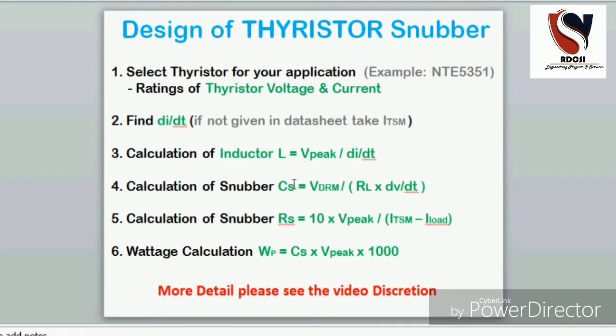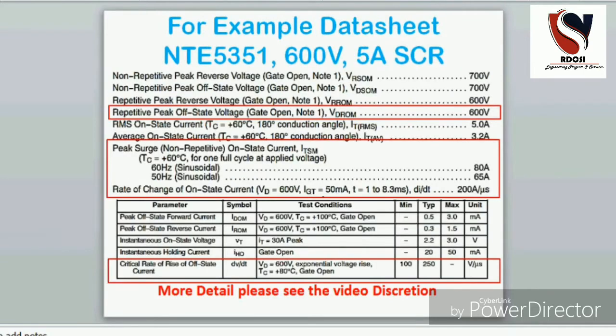Now the detailed equation and how it comes, or the solution of the equation, is shown in the video description file, and you can download it. For example, I have downloaded the datasheet of the NTE5351, a 600 volt, 5 ampere SCR. The red marks show the values required to design the RC values: 600 voltage, di/dt, ITSM and dV/dt. Using these values you can design the RC snubber protection for any SCR.